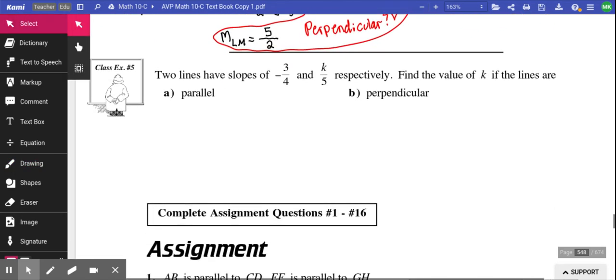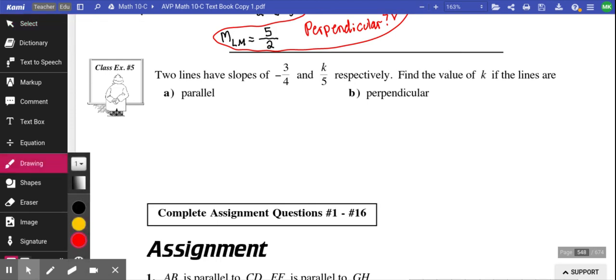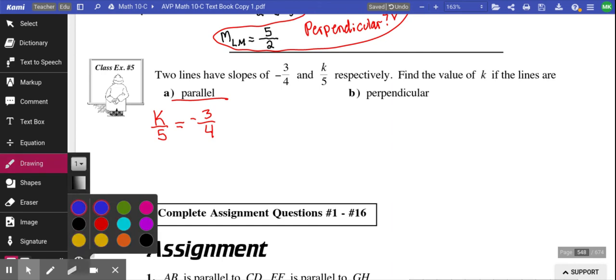All right, this one is also kind of on the higher end. This says two lines have slopes of negative 3 over 4 and k over 5 respectively. Find the value of k if the lines are parallel. If they're parallel, that means that k over 5 should equal negative 3 over 4. Your job is to find the value of k.